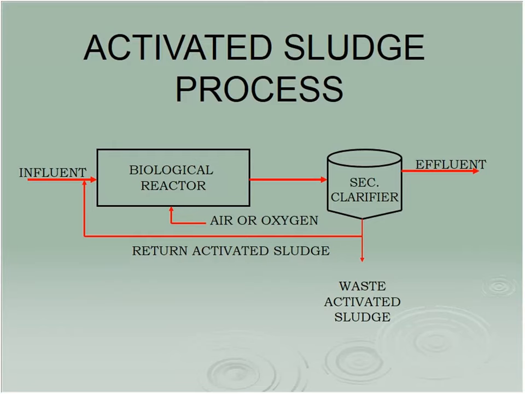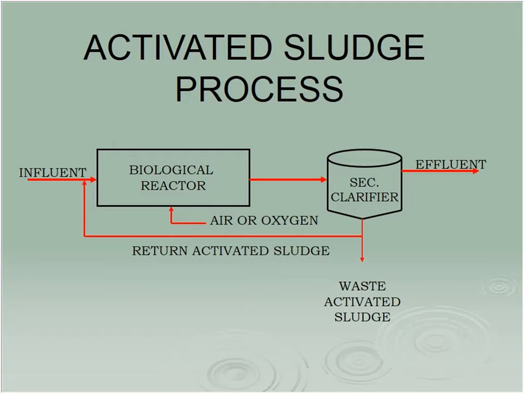The difference that we have here: with our RBCs and our trickling filters, the air was free. We really didn't have to spend any money. It was just available in the atmosphere, and they got it. Here we actually have to provide that, because this biological reactor is a big, large tank, probably 20 feet deep. We've got to get air all the way to the bottom of these tanks. You can't do that just by letting the air float around on top. So that's going to be a big part of it.